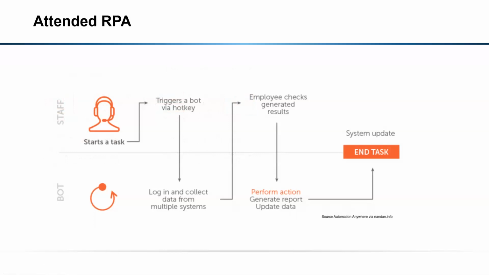If you look at attended RPA, the task might start from a human, maybe by pressing a key. Then the bot, which is the RPA agent, can take over and do the remaining tasks in the background, like logging in, collecting the data from multiple systems, and then giving a report to the employee. The employee checks them, and maybe says everything is looking good, and then gives the task back to the bot to continue to the next step. Then the bot may finish everything, generate a final report, submit it, and end the task. So this is an example of humans and machines working together.